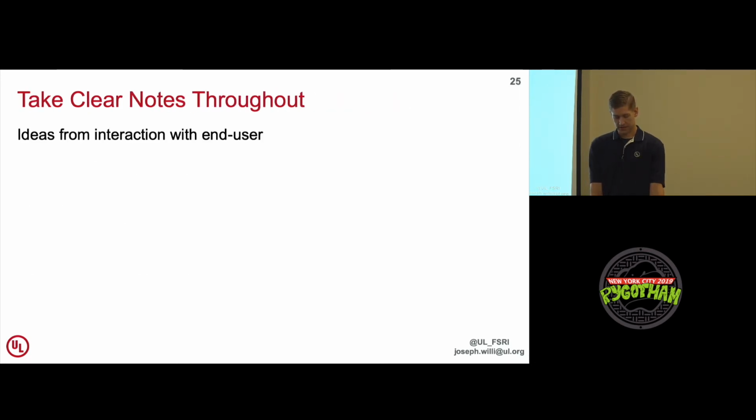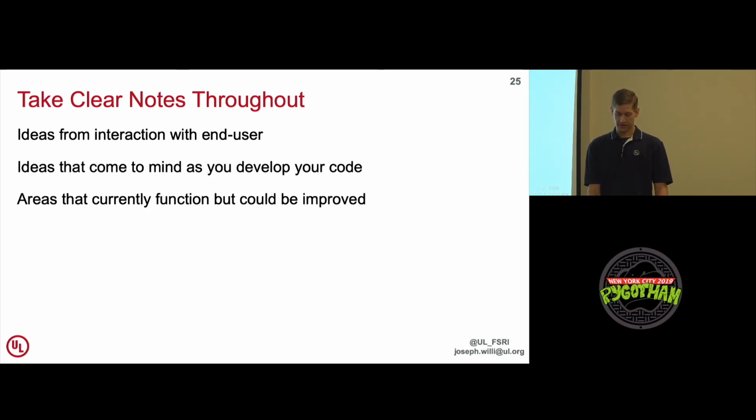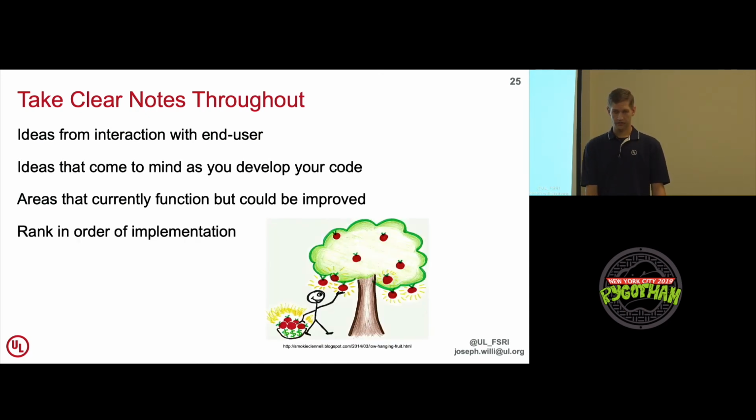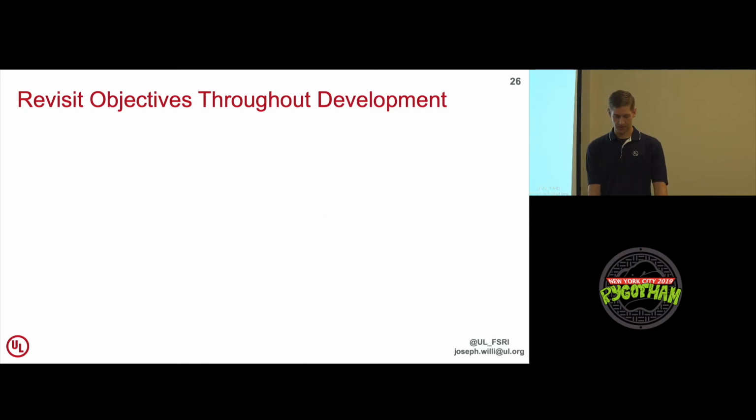Like I said, take clear notes throughout, whether that's after the fact from chicken scratch notes of ideas that come to the head. Just make sure you organize them after the fact. Think of areas that you wrote to kind of hack together that you can go back and improve later, and rank in the order of how you want to implement them after meeting with your end user, and start with the low-hanging fruit and kind of work from there.